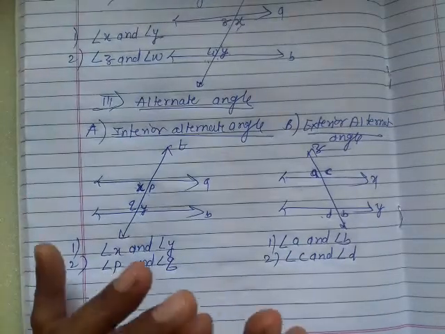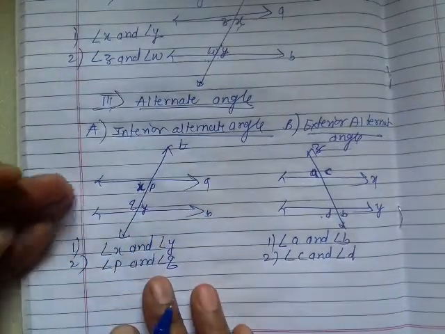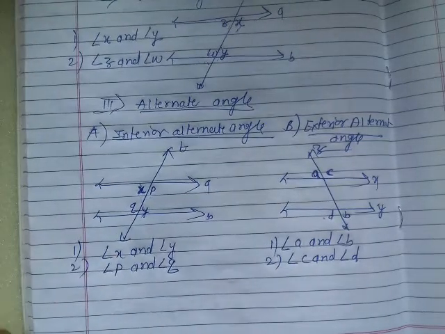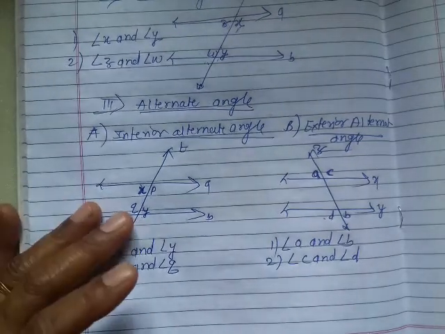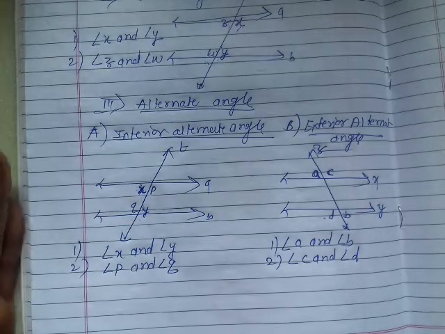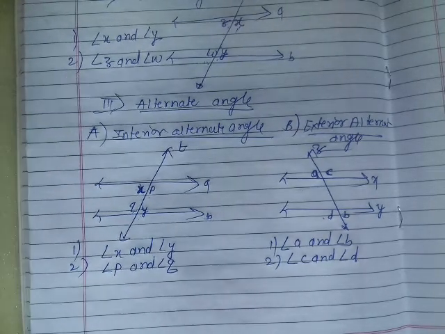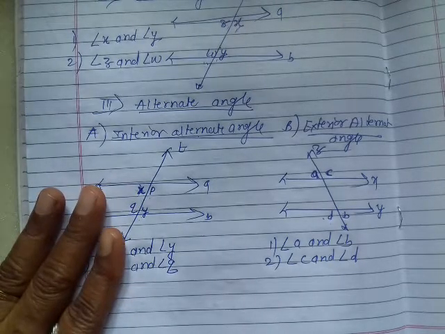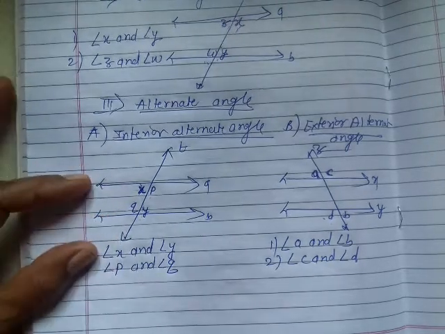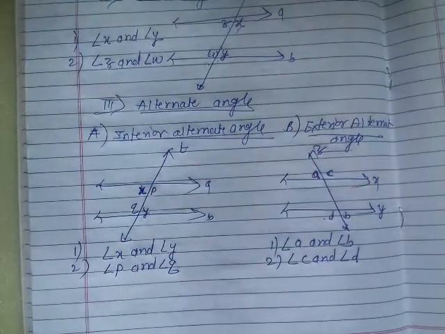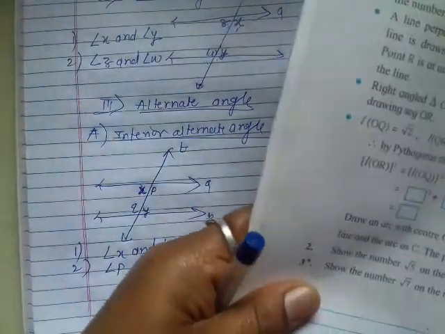See what we have studied. We studied two lines intersected by a transversal. They form 8 angles. In that, we studied 4 corresponding angle pairs, 2 interior angle pairs, and 4 alternate angle pairs. In alternate, 2 are interior angles and 2 are exterior angles. All these pairs you have to just see.